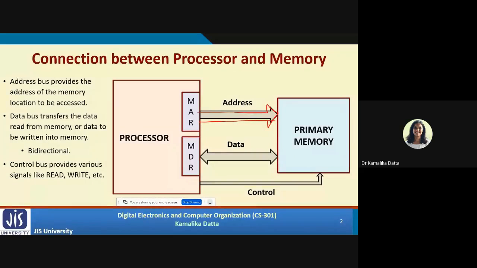What will the address bus carry? The address bus will carry the address, and the data bus will carry the data that is to be fetched from that particular memory location. So you tell me, if you have 1 kilobyte of memory, how many bits will be required to address it? How many bits will be there in the address bus?